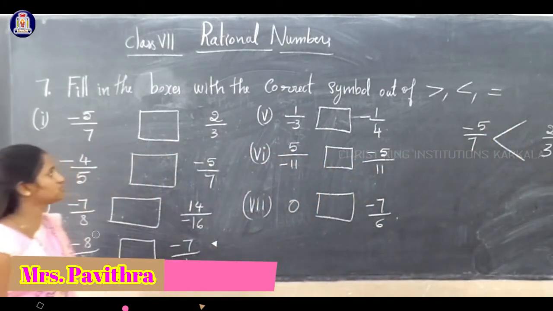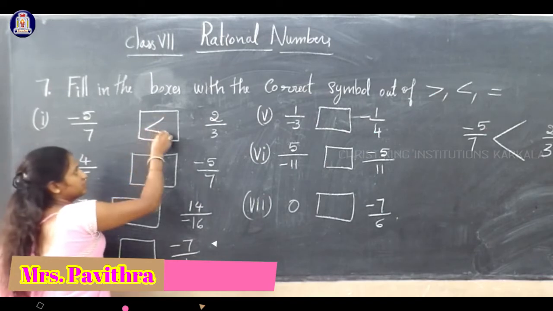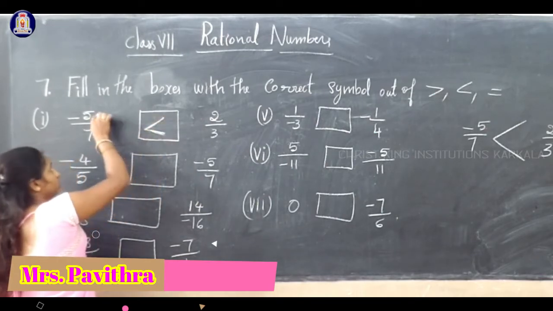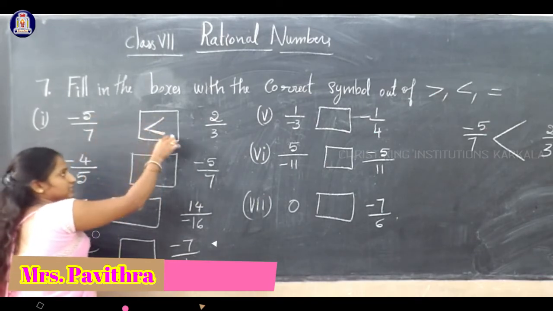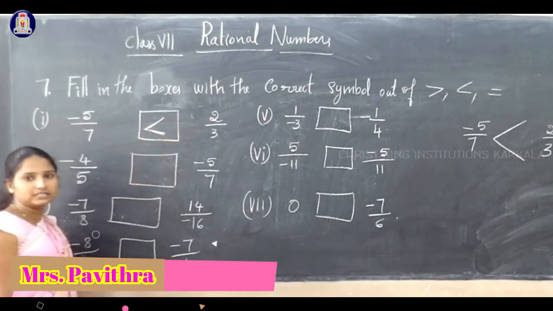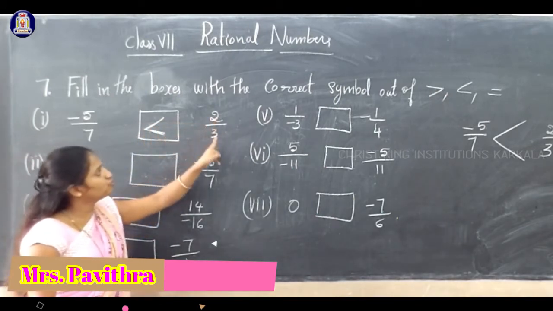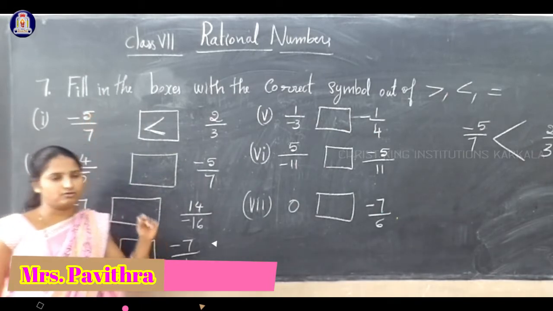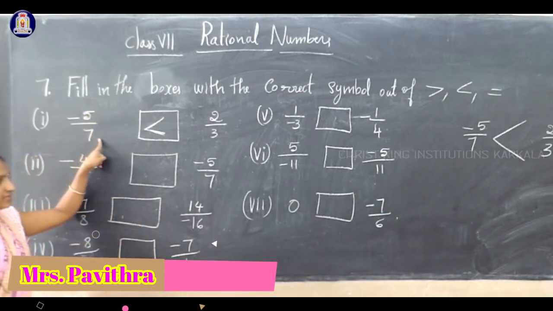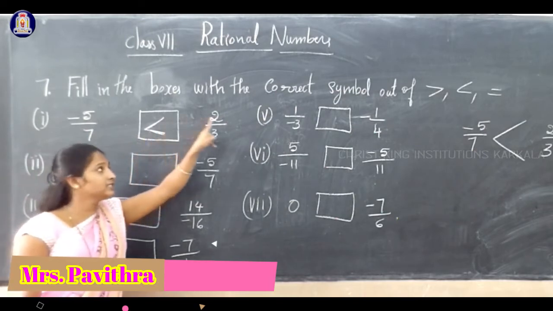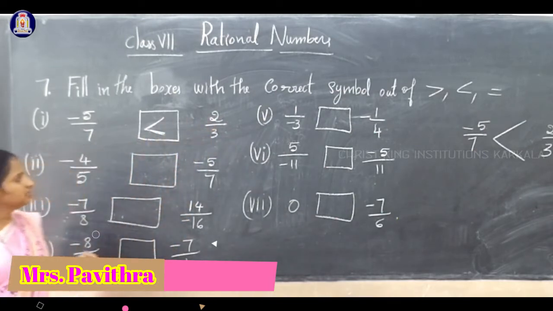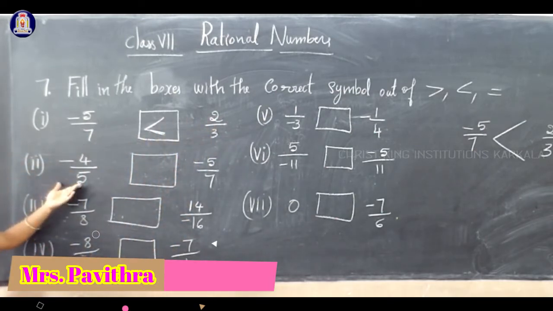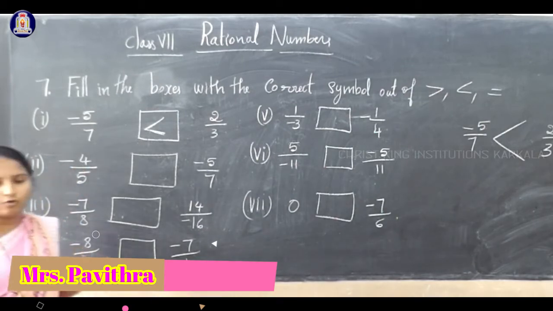So which symbol is suitable? We can write the symbol like this here. So minus 5 by 7 is lesser than 2 by 3. Or how can we read it? 2 by 3 is greater than minus 5 by 7, or you can read minus 5 by 7 is lesser than 2 by 3. Clear? Okay.